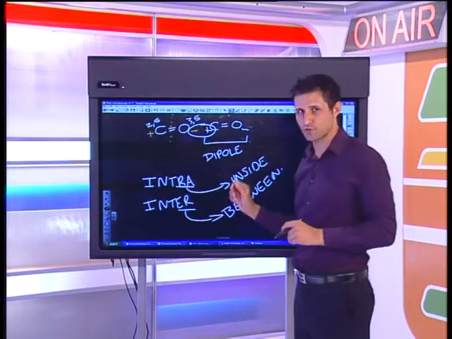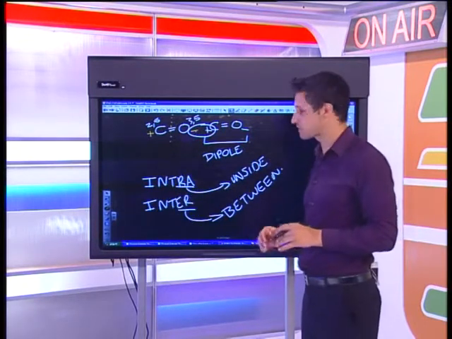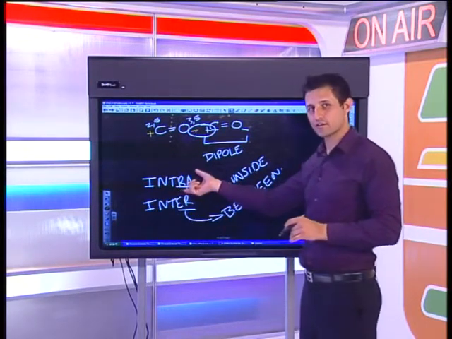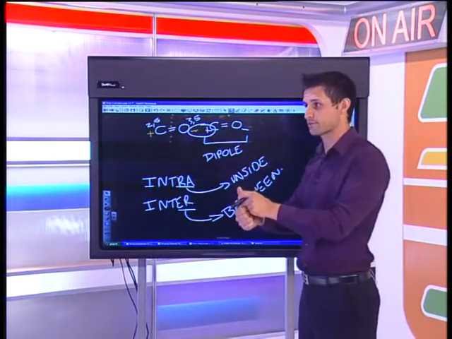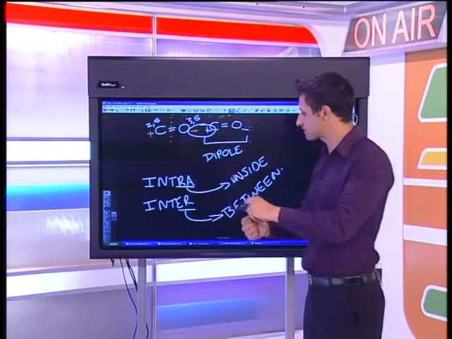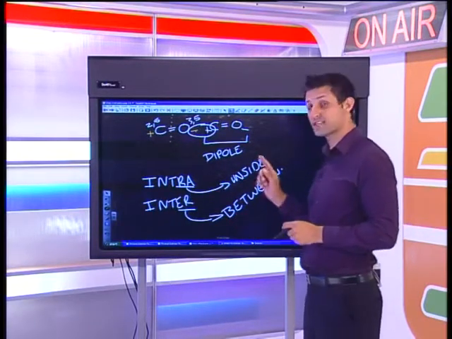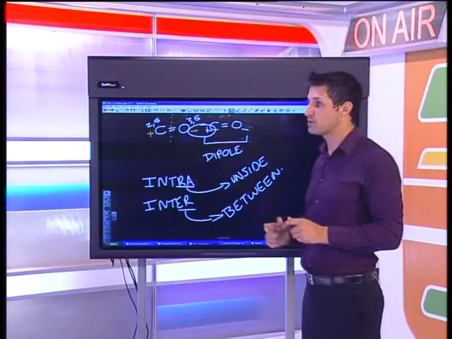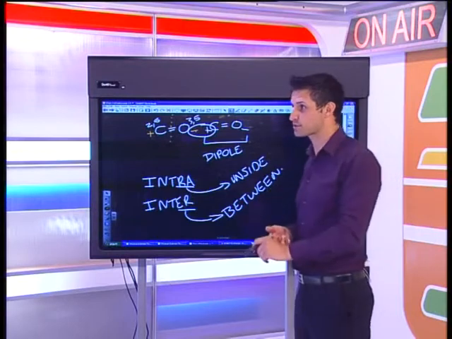Now, let me just give you a few examples of what an intra and an intermolecular force is. Intramolecular, we're talking about covalent, is a very good example of intra. Once we've got covalent, we can start talking about intermolecular forces. These guys, intermolecular forces, would be your hydrogen bonding, they would be your dipole, and your London forces.